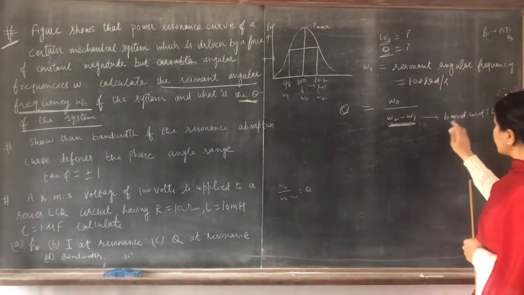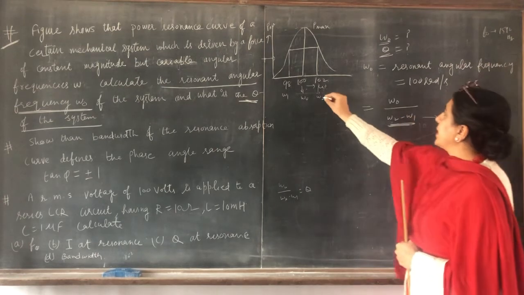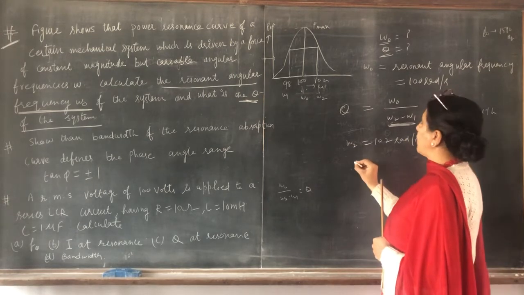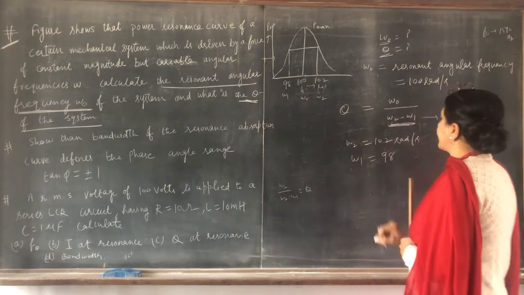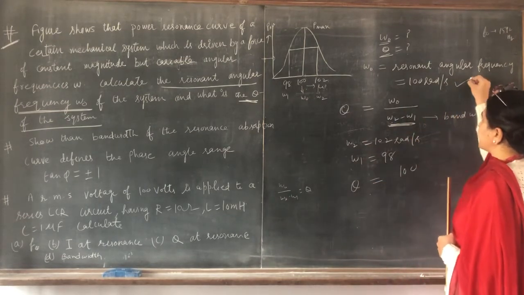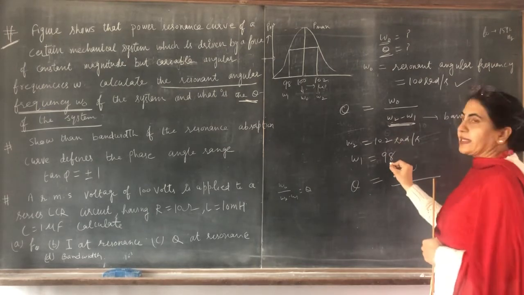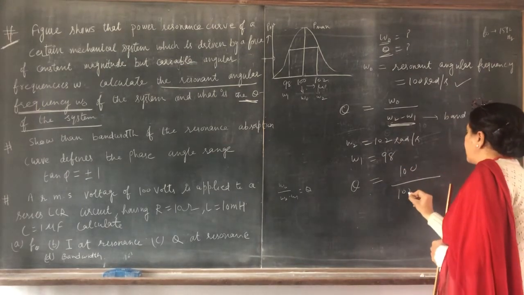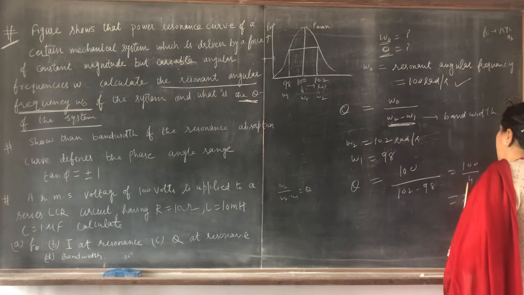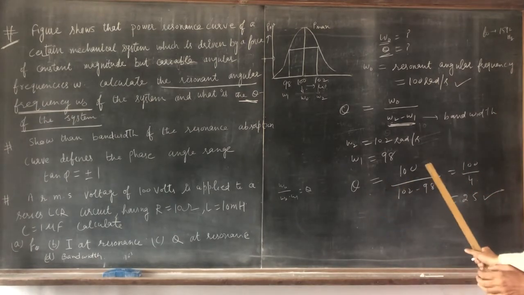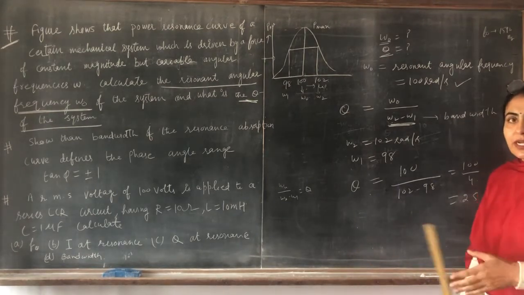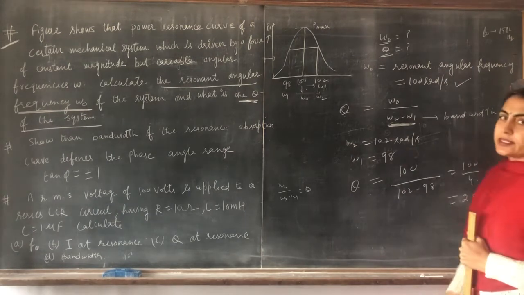Clear? So what about omega naught? Omega 2 is given to us, that is equal to 102 radian per second, and omega 1 is equal to 98. So put the values here. Q is equal to omega naught, that is 100, divided by 102 minus 98, that is 4. 100 by 4 is equal to 25. There are no units of Q, because the upper and lower parts are both frequency, so the units cancel each other. So the quality factor is equal to 25.